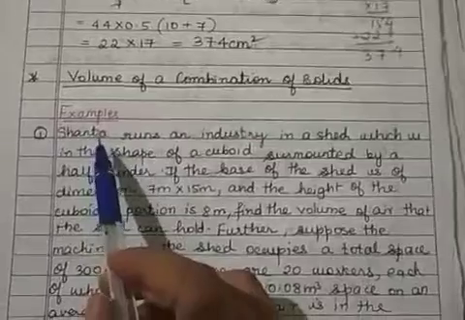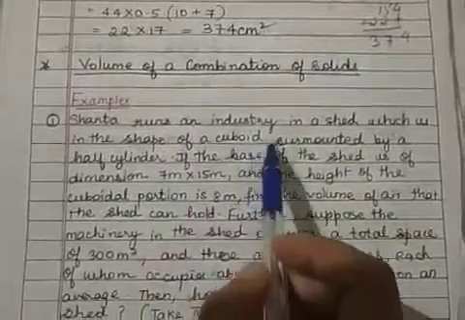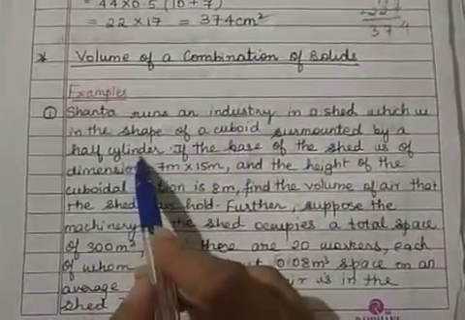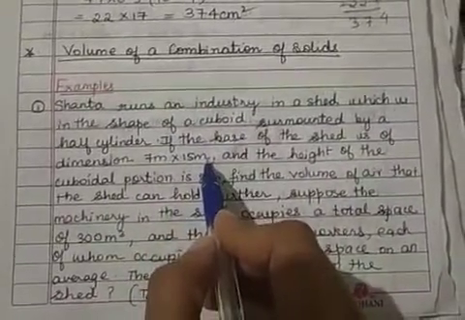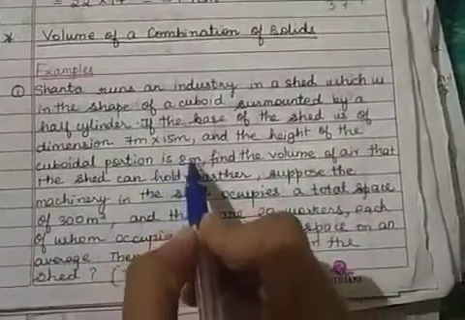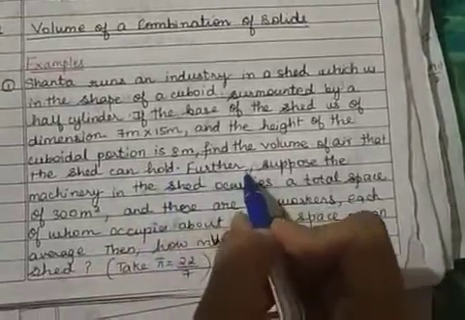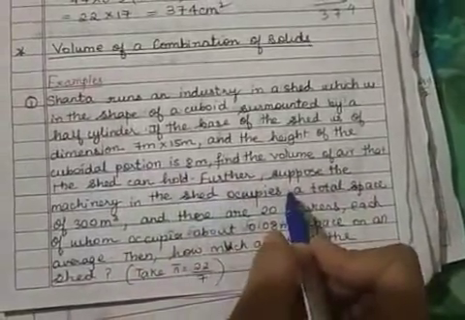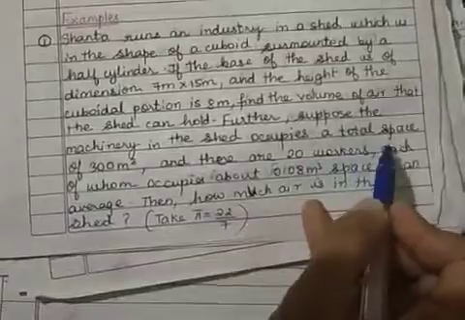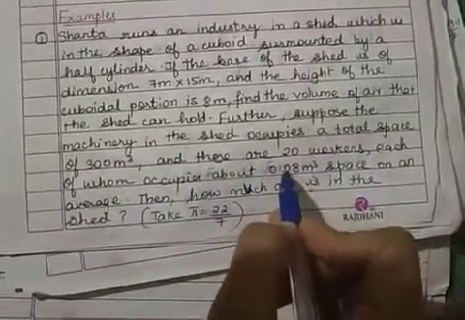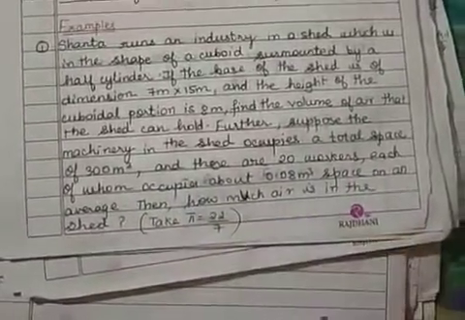The example says, Shanta runs an industry in a shed which is in the shape of a cuboid surmounted by a half cylinder. If the base of the shed is of dimension 7 meters by 15 meters and the height of the cuboidal portion is 8 meters, find the volume of air that the shed can hold. Further, suppose the machinery in the shed occupies a total space of 300 meters cube and there are 20 workers, each of whom occupies about 0.08 meter cube space on an average, then how much air is in the shed?